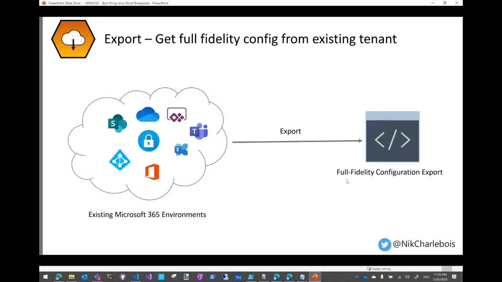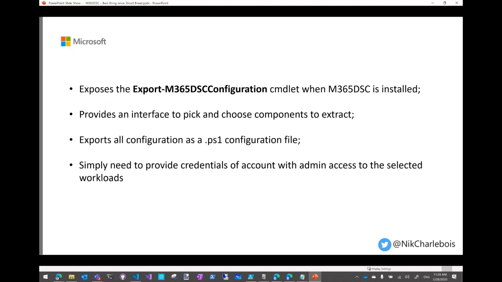So going back to the slides, let's talk about the third pillar, which is the export, which is probably one of the biggest pillars that we have. It's the ability to point the tool at any existing environment and extract full fidelity configuration from it. Call the tool, and it will expose a command called Export-M365DSCConfiguration. If you run that, it will provide you with a graphical user interface where you can pick and choose what components you want to extract. All the files that are exported are going to be in PS1 format, so just configuration like I showed you in previous examples. And all you need is to provide the credentials to do the export, right?